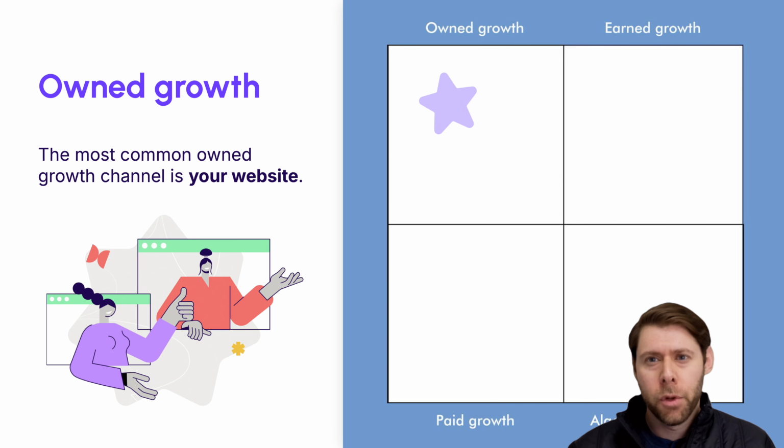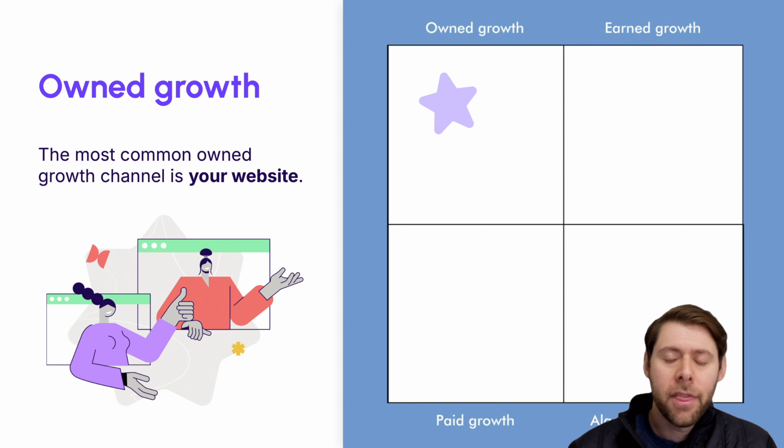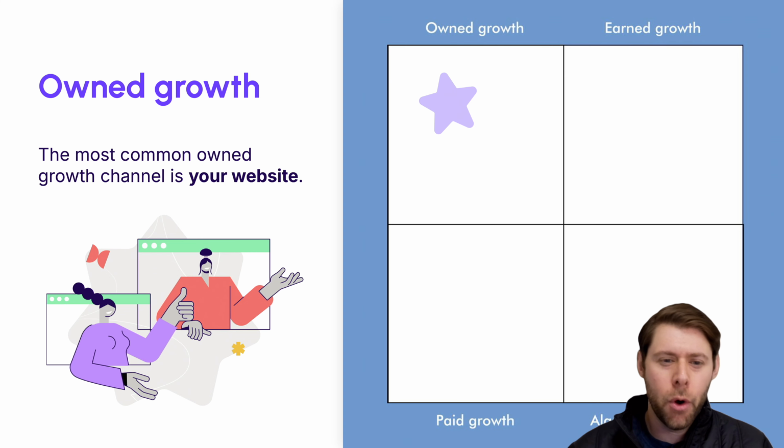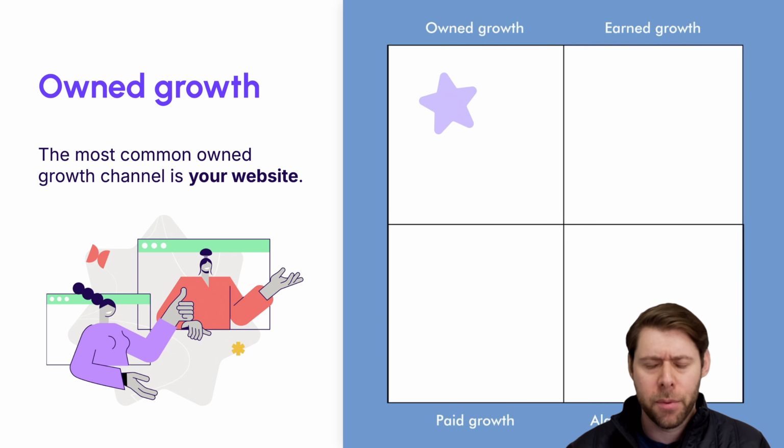You control it. We'll share this in the chat, but when I think about growth, I think about these four quadrants of growth for most organizations: owned, earned, algorithmic, and paid. And I'll talk briefly through each of these. I'll come back to owned in a second.